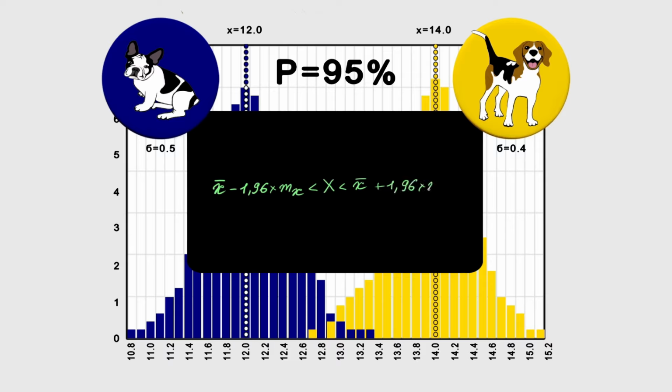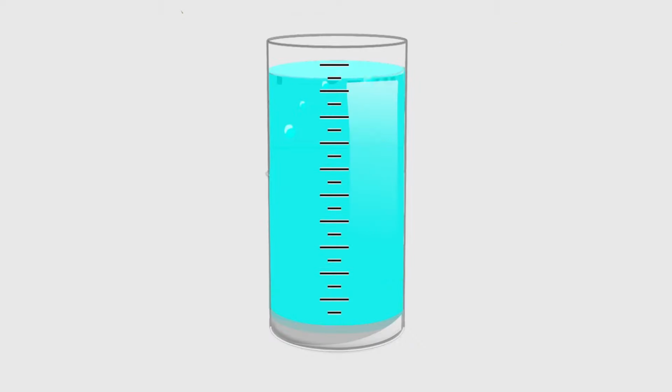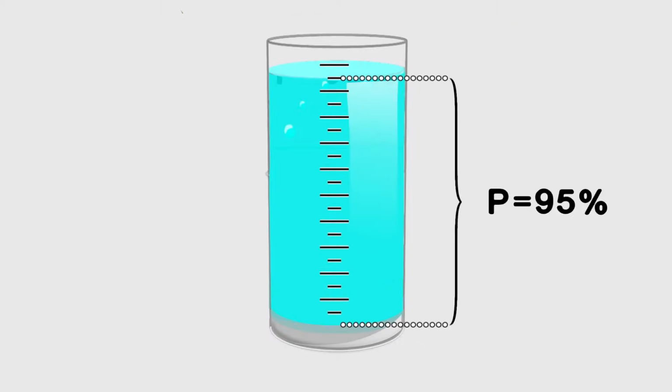The expression for calculating the confidence interval with a 95% confidence level looks like this. If you need a 99% probability, the critical value increases from 1.96 to 2.576. Confidence probability P is our degree of confidence that the population parameter x falls within the boundaries of the confidence interval with a probability of 95% or 99%.